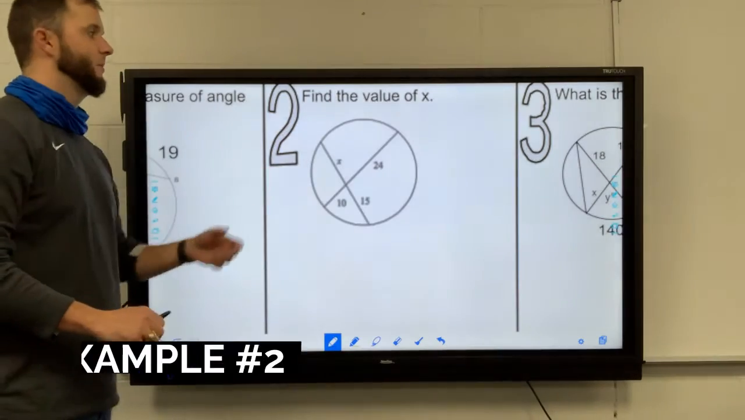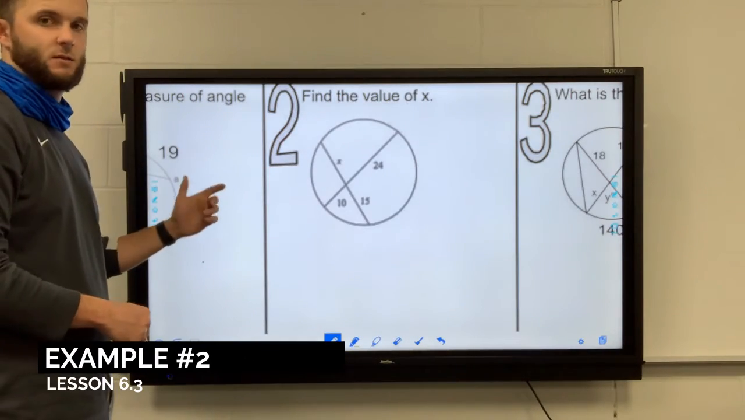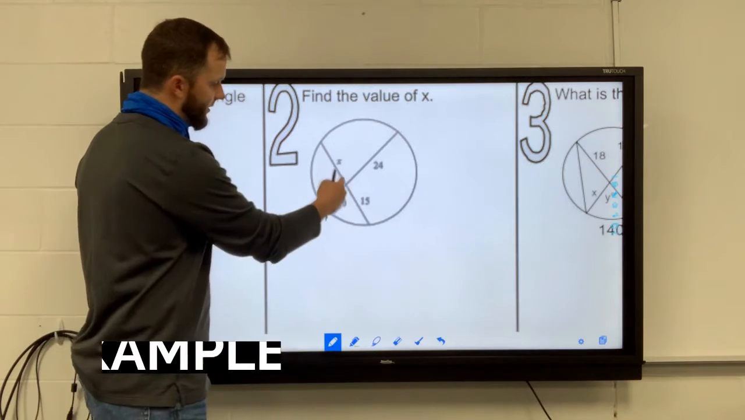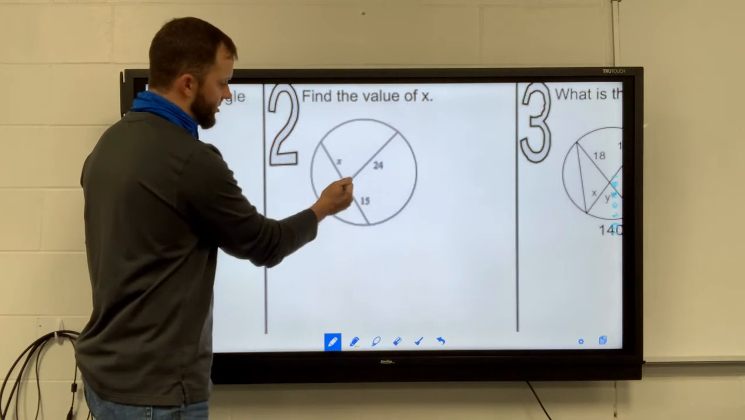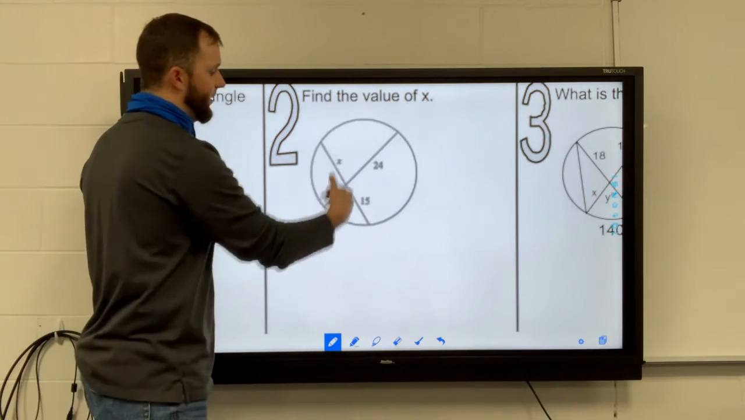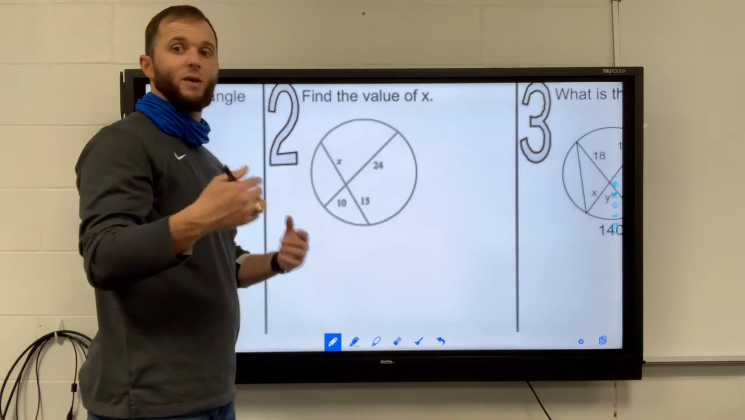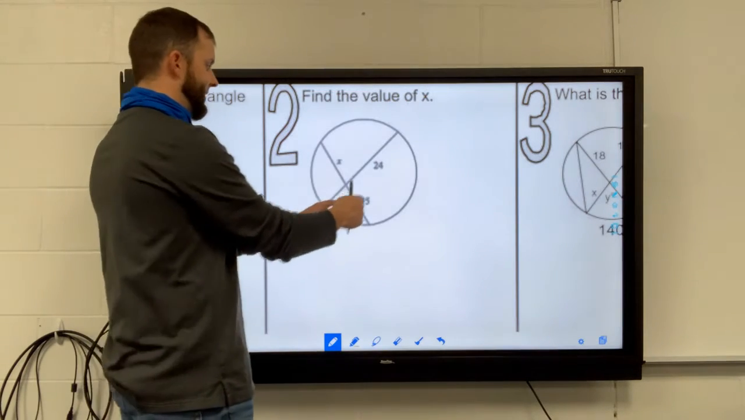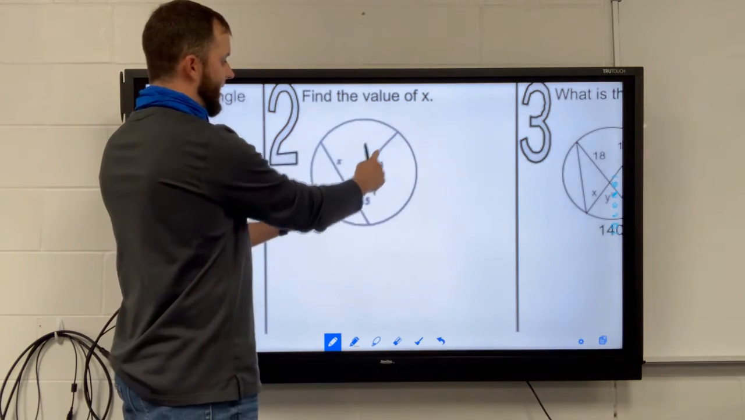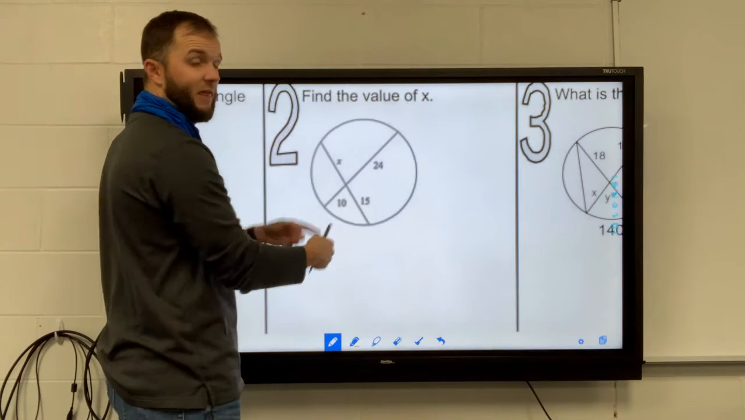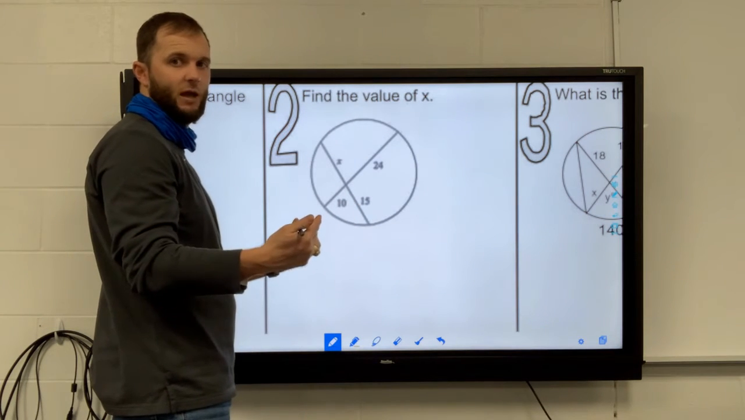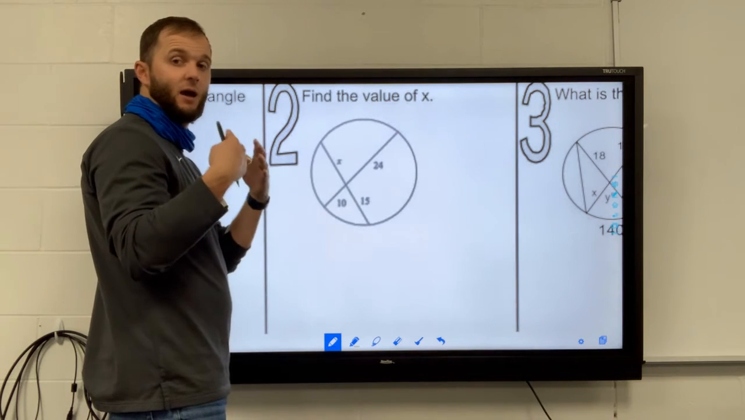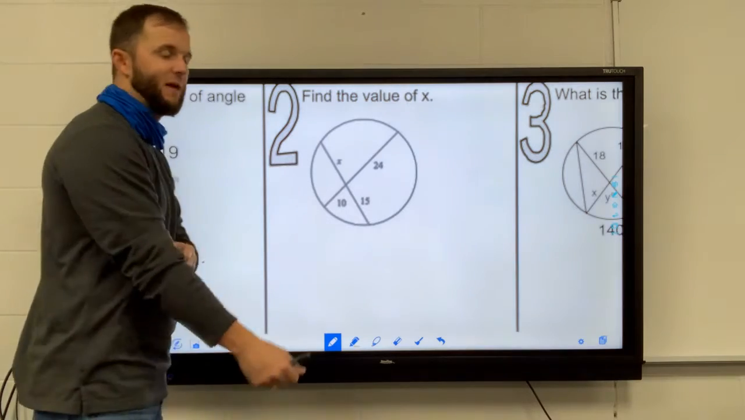All right, on example number 2, it says we need to find the value of x. So right now, if we look, x is going to be a side length going from the intersection all the way to here. I have two intersecting chords, so I know the relationship between those is I could take these two measurements, multiply them together, and take these two measurements and multiply them together, and they have to be equal to each other. So I can set up my equation here, and I can solve for that missing variable.